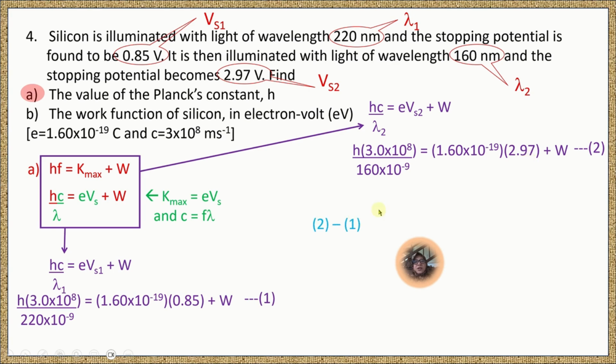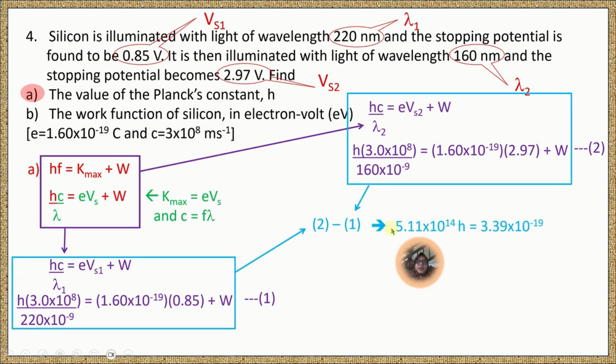Okay, so then we use simultaneous equations to solve for h. Equation 2 minus equation 1, so we get 5.11 times 10 to the power 14 h. The work function cancels, and for the left side, we get 3.39 times 10 to the power of negative 19. So we solve for h, we get 6.64 times 10 to the power of negative 34 joule per second. So that's the answer. Now we go to question B.